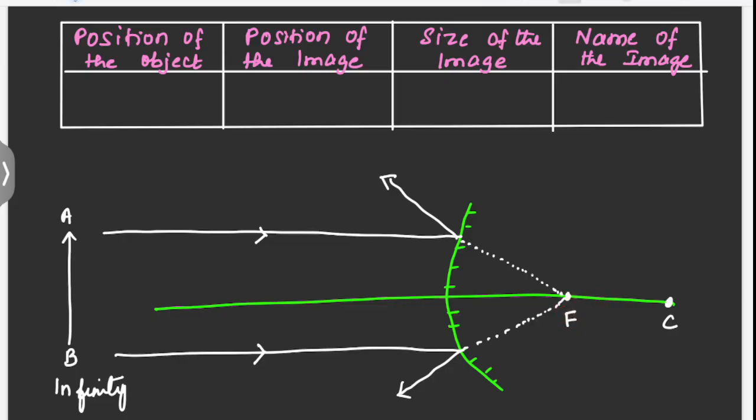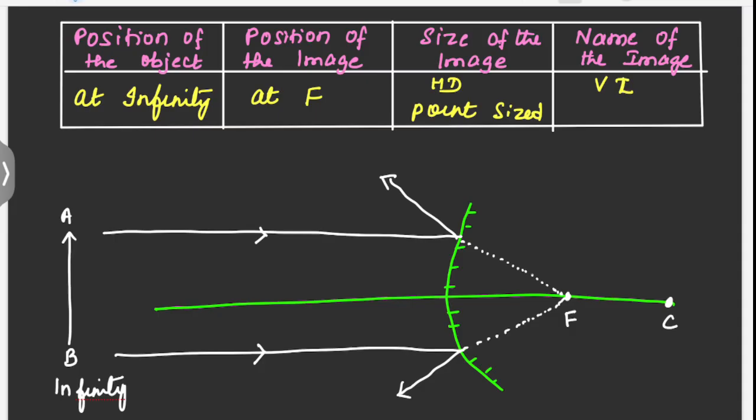So now here you can write position of the object is at infinity. Where is the position of the image? It is formed at F. Size of the image is HD. HD means what? Highly diminished. And it is point sized. It is virtual and erect. VE. What is VE? VE meaning is it is virtual.